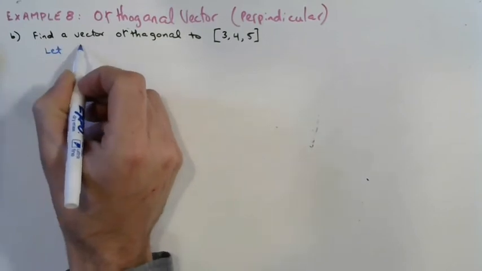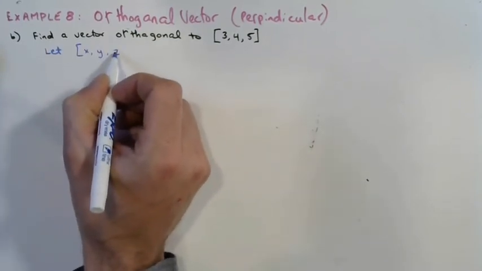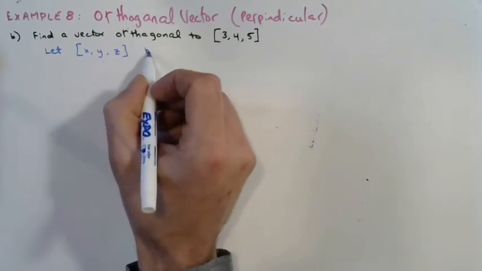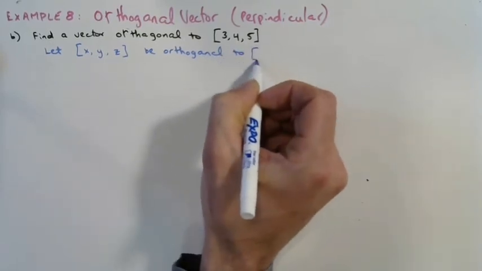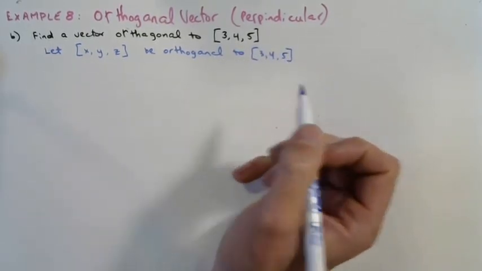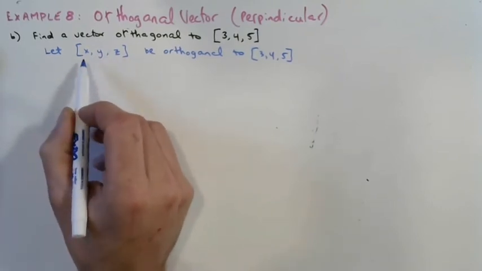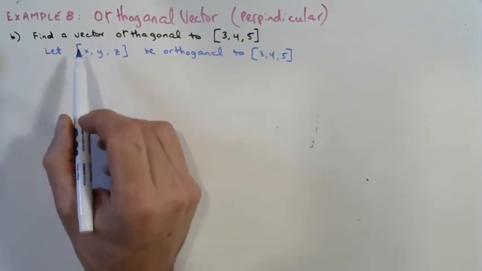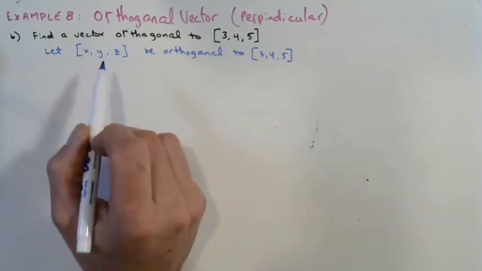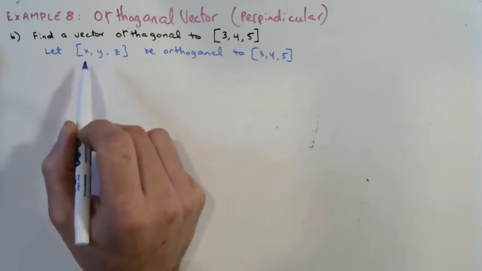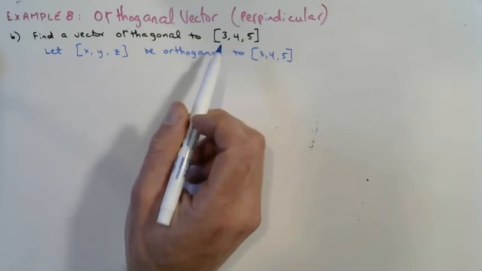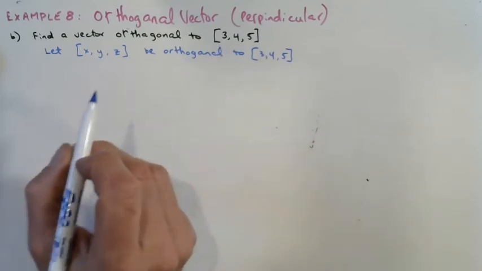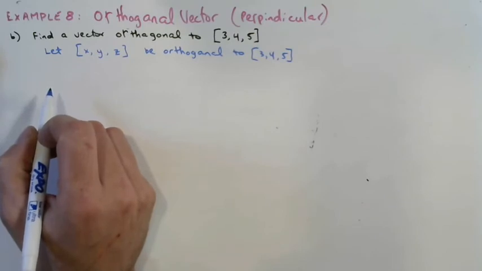So we're going to let x, y, z be orthogonal to 3, 4, 5. Okay, so this is the vector that we're looking for. If we can get a value for x, y, z, then we have found a vector orthogonal to 3, 4, 5. Now there are an infinite number of vectors in 3-dimensional space that are orthogonal to 3, 4, 5. We're just going to find one that satisfies it, okay? We're just going to take any vector that is going to satisfy the equation.